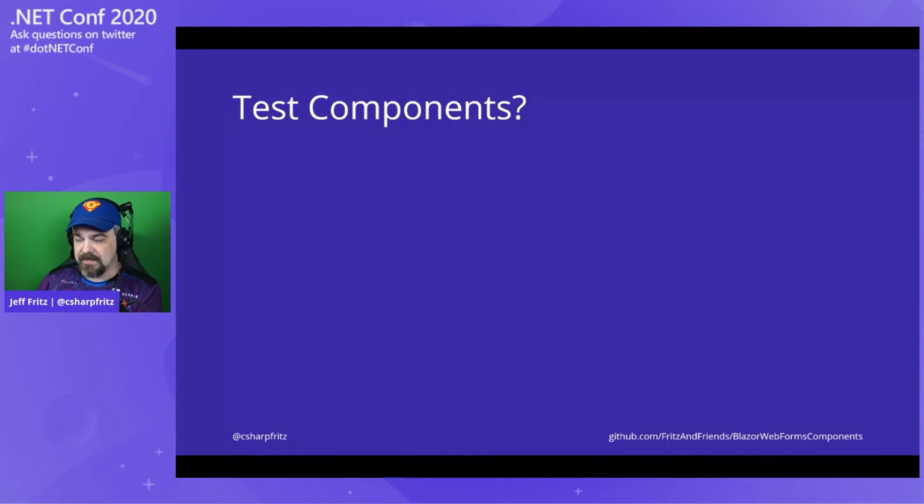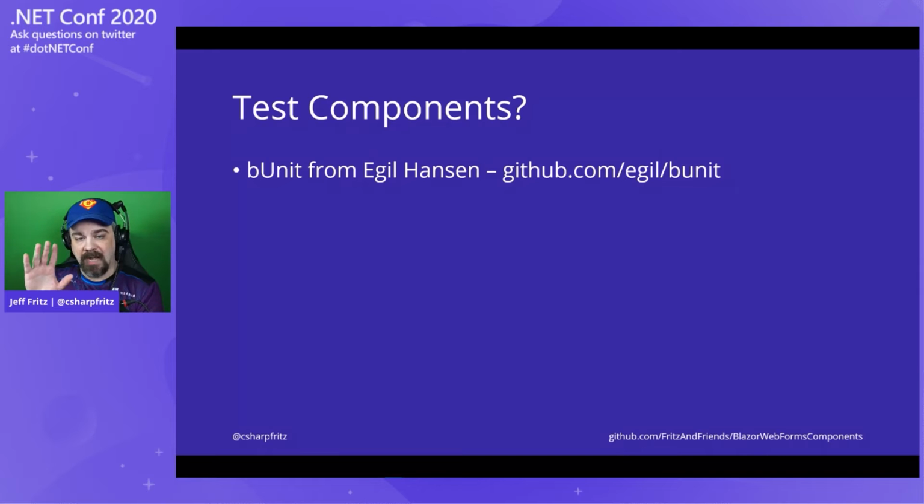How do we test these components when we get into them? So I already mentioned I've tried and used bUnit from our friend Egil Hansen, github.com/egil/bunit. Check it out. It is a fantastic library that plugs into your favorite unit testing library and allows you to execute Blazor pages, Blazor components, and inspect how they interact, inspect the properties of the component, inspect the HTML that's been rendered. And for these components that we're trying to build, we want to make sure we generate the same HTML that the original ASP.NET controls rendered.